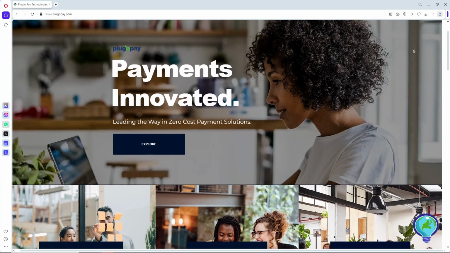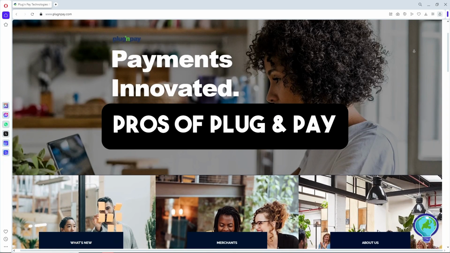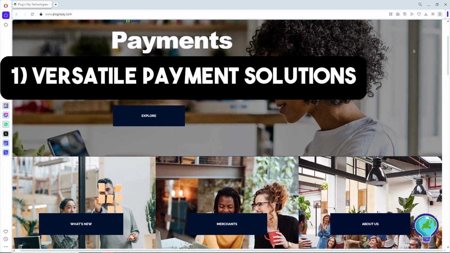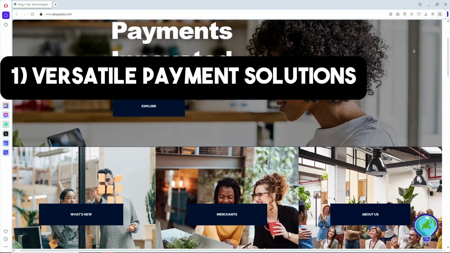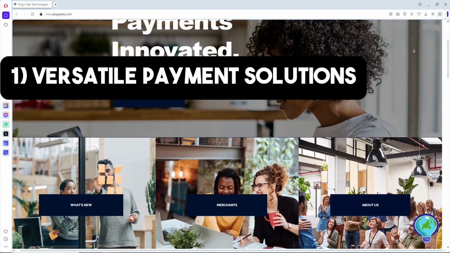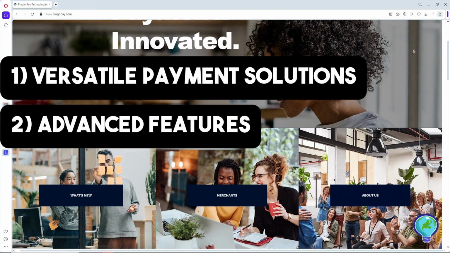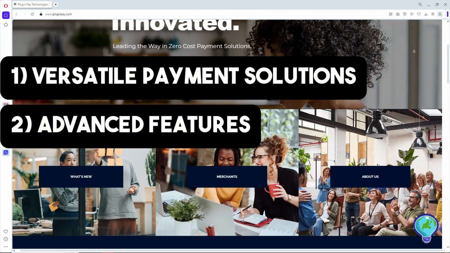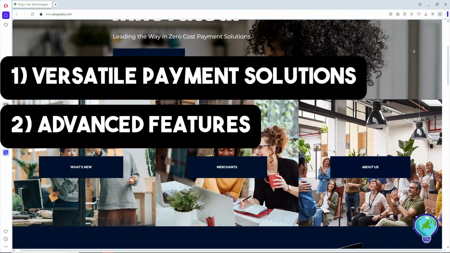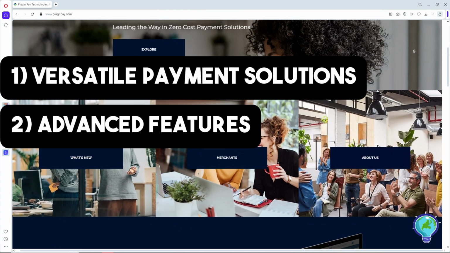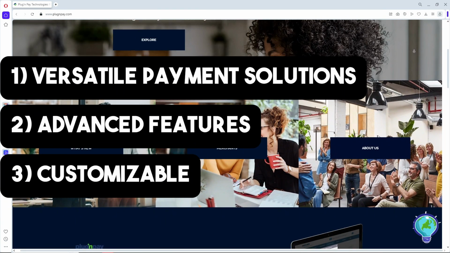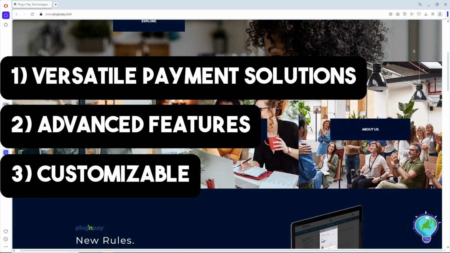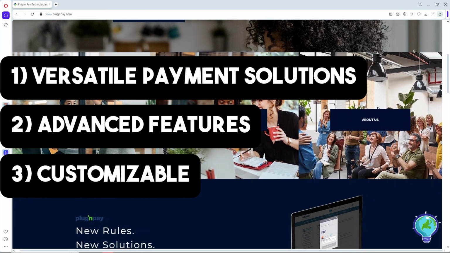And now let's discuss the three pros of Plug and Pay. So first one is versatile payment solutions. So guys, it offers a range of payment options and integrations. And next up is advanced features. So it supports various sales models with features like affiliate management and recurring payments. And lastly, customizable. So guys, it is highly flexible, allowing for tailored solutions based on your business needs.